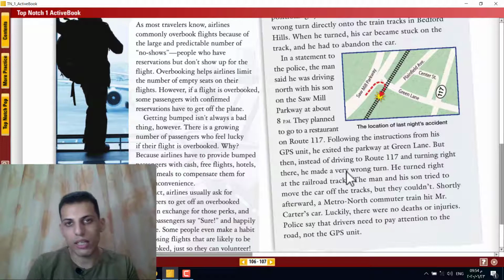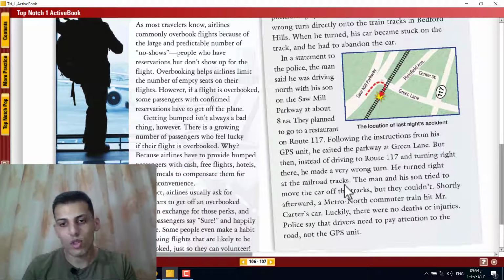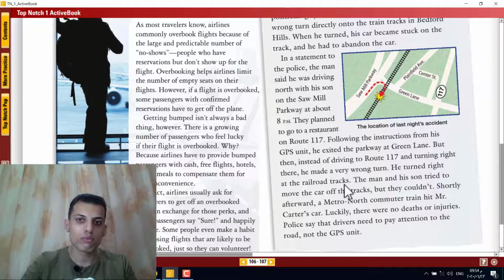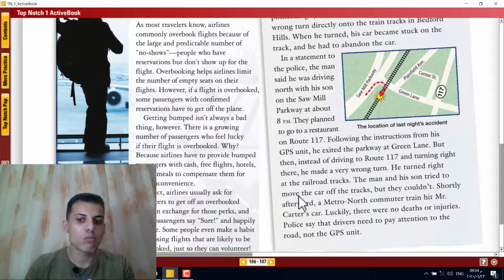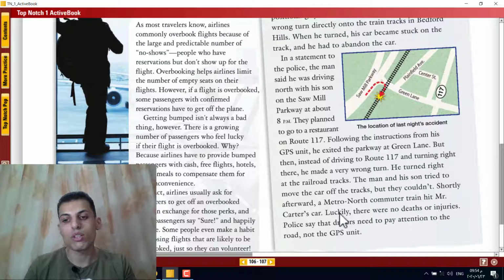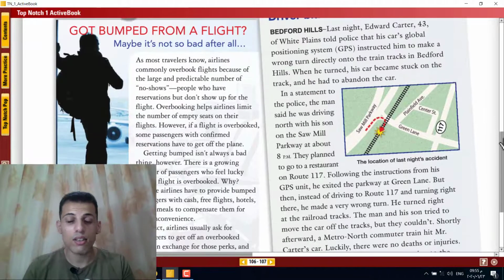He turned right at the railroad tracks, not toward Route 117, which is where he wanted to go. He went onto the railroad tracks. The man and his son tried to move the car off the tracks, but they couldn't. Shortly afterward, a Metro North commuter train hit Mr. Carter's car. Luckily, there were no deaths or injuries. Police say that drivers need to pay attention to the road, not the GPS unit. Okay, that's good. That's it, guys.